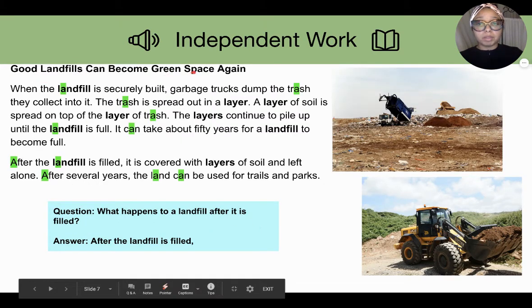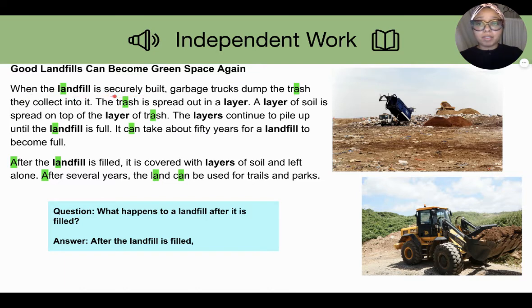Good landfills can become green space again. When the landfill is securely built, garbage trucks dump the trash they collect into it. The trash is spread out in a layer. A layer of soil is spread on top of the layer of trash. The layers continue to pile up until the landfill is full. It can take about 50 years for a landfill to become full. After the landfill is filled, it is covered with layers of soil and left alone. After several years, the land can be used for trails and parks.